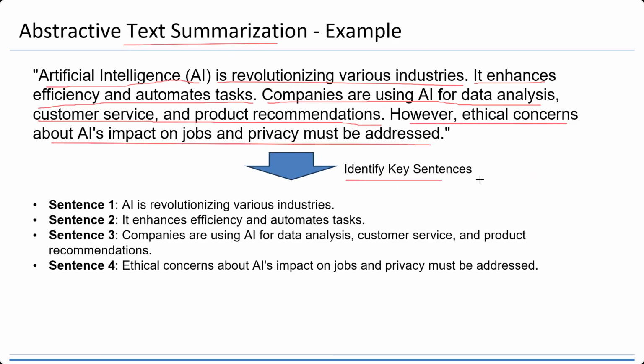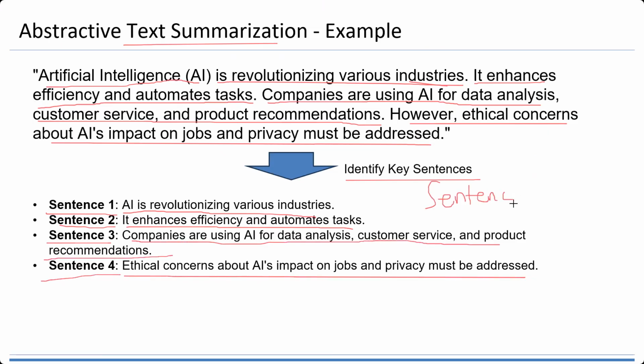First, we need to identify the key sentences. Sentence 1: AI is revolutionizing various industries. Sentence 2: it enhances efficiency and automates tasks. Sentence 3: companies are using AI for data analysis, customer service, and product recommendation. And sentence 4: ethical concerns about AI's impact on jobs and privacy must be addressed. So we know this is sentence tokenization. You already know about this from the early chapters.